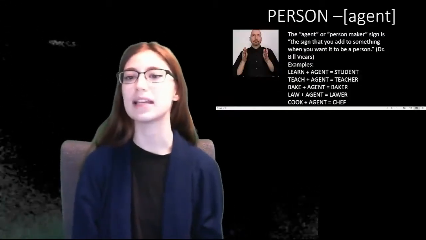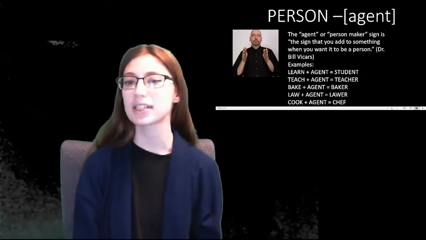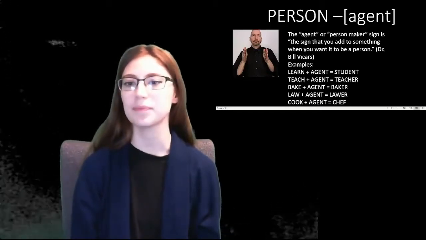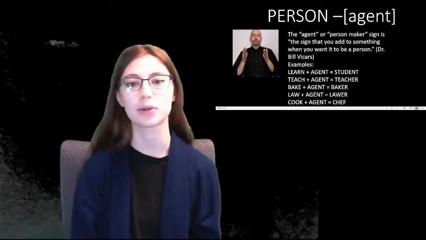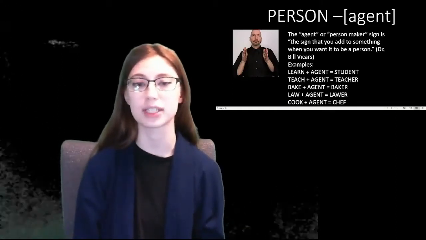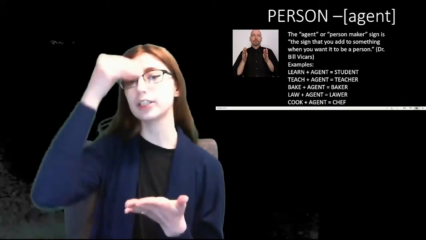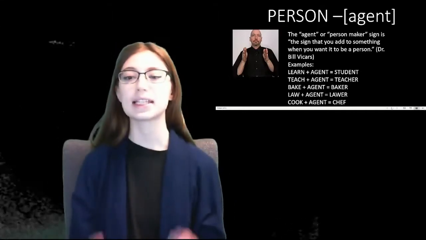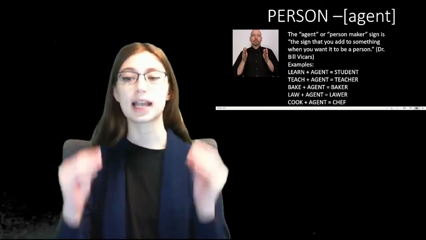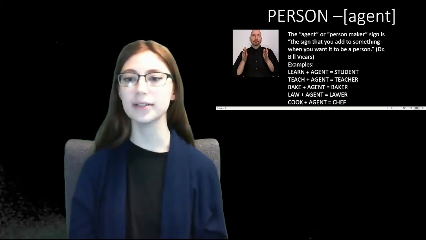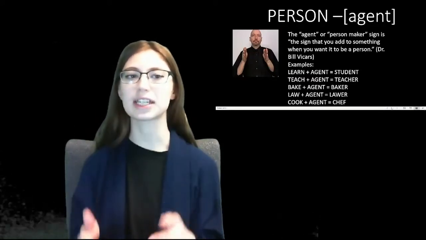The person or agent sign. The agent or person maker sign is, quote, the sign that you add to something when you want it to be a person, end quote. Dr. Bill Vickers. So here's some examples of the use of the person or agent sign. Learn plus the agent sign makes the sign student. And teach plus this sign is the sign teacher. Bake agent is baker. Law agent is lawyer. And cook agent is chef.